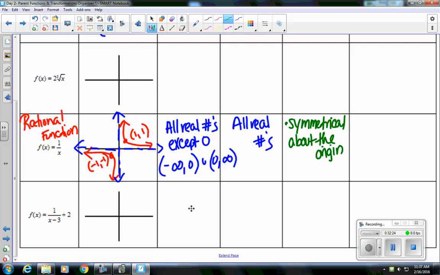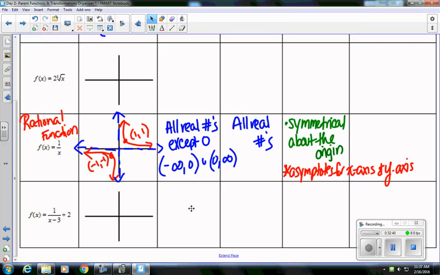And then we just want to make ourselves a note. It has asymptotes for x-axis and y-axis. So this is a function that does not come up that often, but I did want to show it to you just in case, so you have that. And then your last one is a transformation of the rational function. F of x equals 1 over x minus 3 plus 2. So that's for you to do on your own.